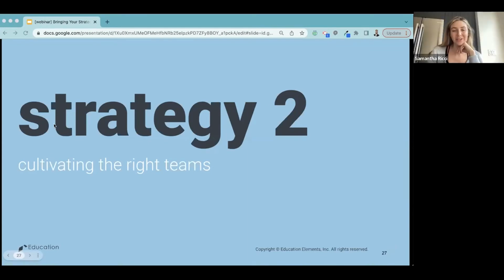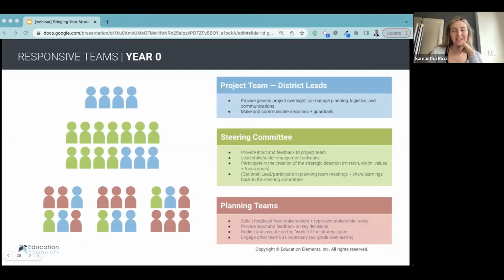Yeah. So as far as cultivating the right teams, y'all, it's really important to think about your teams in 3 different buckets. You'll have your project team, which is the district leads, and these folks will provide general project oversight, co-manage planning, logistics, and communications, and they'll make and communicate decisions on guardrails. But then you'll want to expand this out to a steering committee, which will be able to provide input and feedback to the project team.